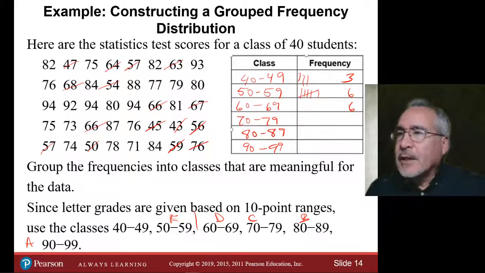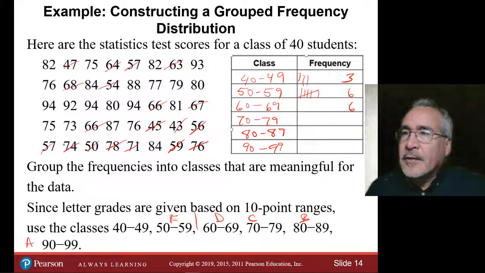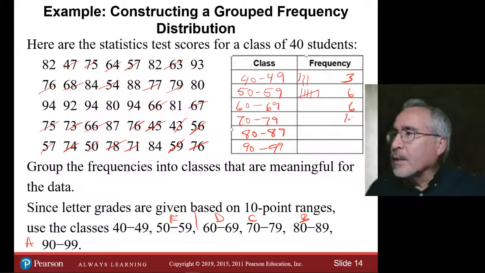70 to 79. So I go 1, 2, 3, 4, 5, 6, 7, 8, 9, 10, 11. Wow, that's kind of cool. Just make sure nobody interrupts you while you're counting, right? You hate that.